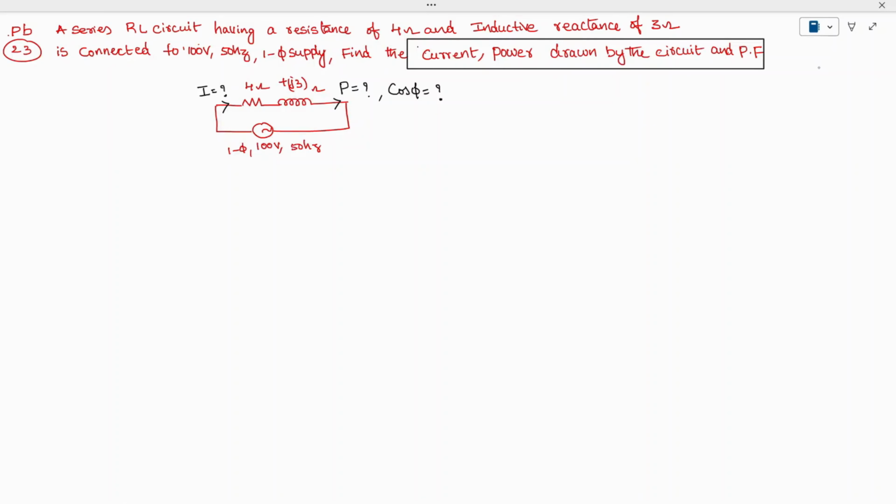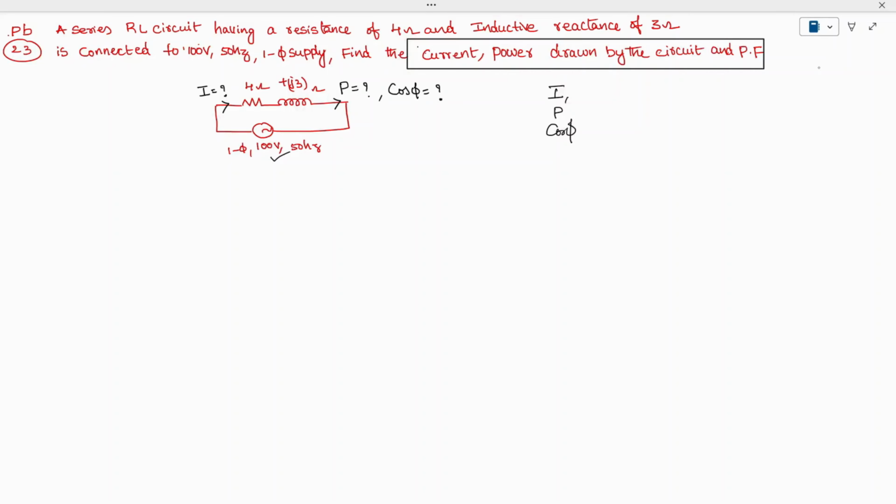Today we are going to solve problem number 23. That is nothing but a series RL circuit excited with an AC supply, having a resistance of 4 ohm and inductive reactance of j3 ohm, connected to a single phase 100 volts 50 hertz supply. Find the current. So we need to find out the current as well as the power as well as the power factor drawn by the network.